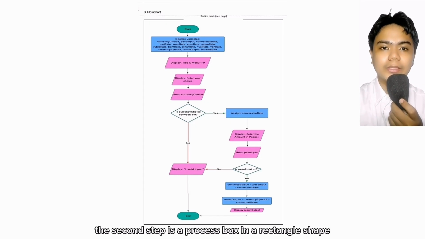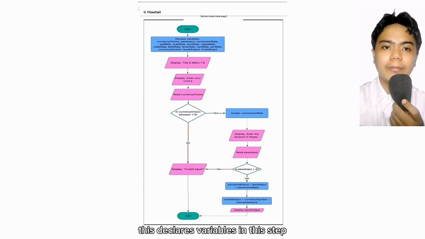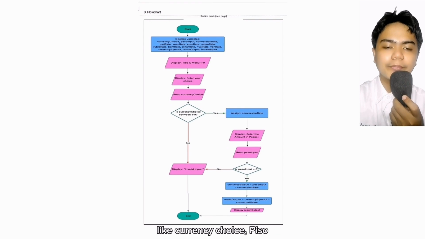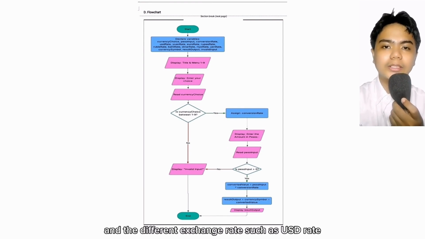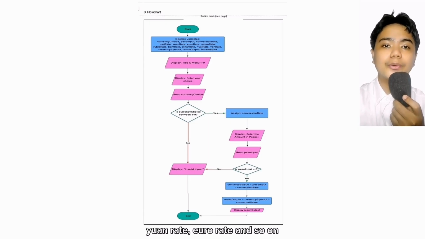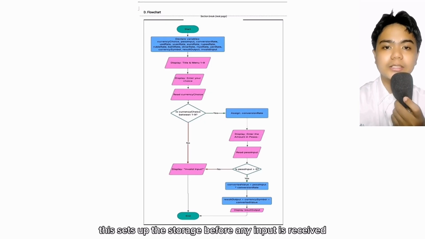The second step is a process box in a rectangle shape. This declares variables. In this step, the program prepares different variables like currency choice, peso input, conversion rate, and the different exchange rates such as USD rate, yuan rate, euro rate, and so on. This sets up the storage before any input is received.